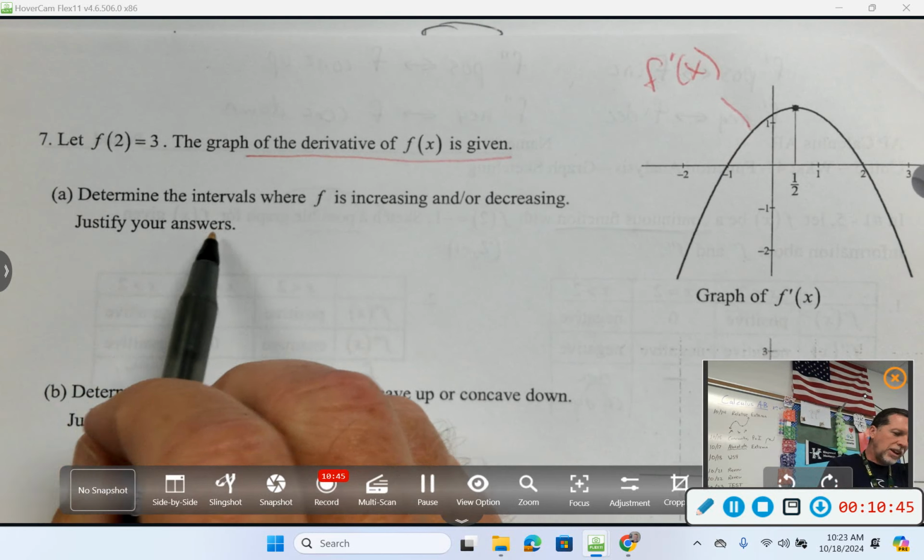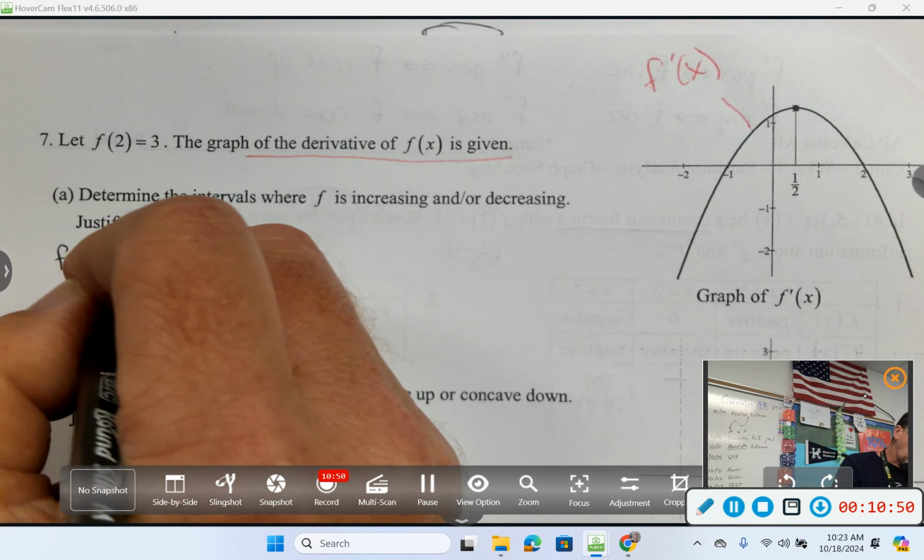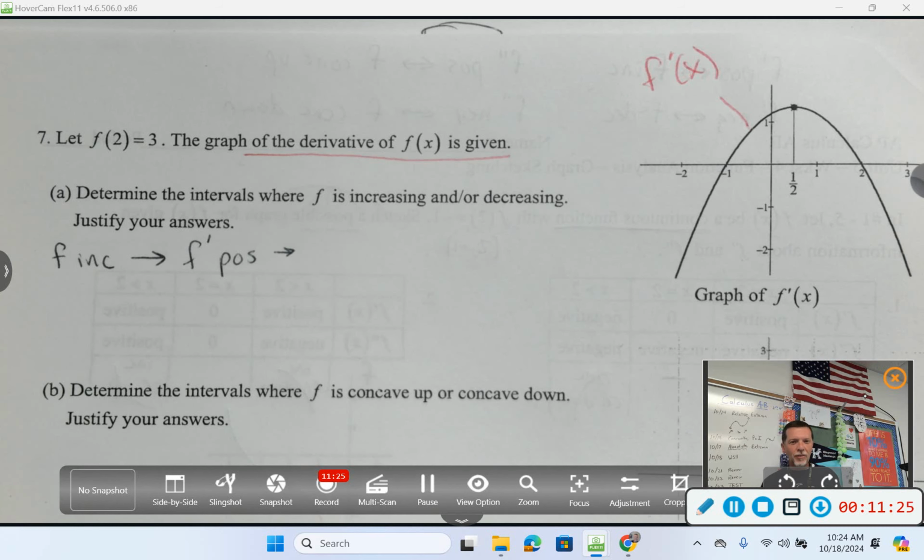Okay, part A. Determine the intervals where f is increasing and or decreasing. All right, well, how do I know when f is increasing? Like not from this question, but just in general. When is f increasing? When f prime is positive. So let's look at our graph. And our graph is f prime, so I want to know where that graph is positive. So someone look at that graph and tell me the interval where f prime is positive.